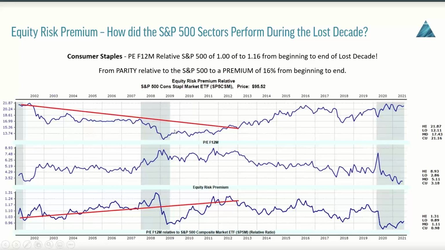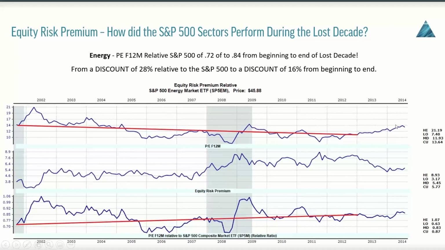When we look at staples here, you can see another downward slope for the PE multiple itself in consumer staples over that lost decade. But as a matter of fact, we actually traded at a premium, right? So that PE multiple contraction was not, in fact, as severe as the S&P 500. So we actually went from parity at the beginning of the lost decade, so this point here is trading at parity to the S&P 500, to a premium of 16%. So 1 to a 1.16.